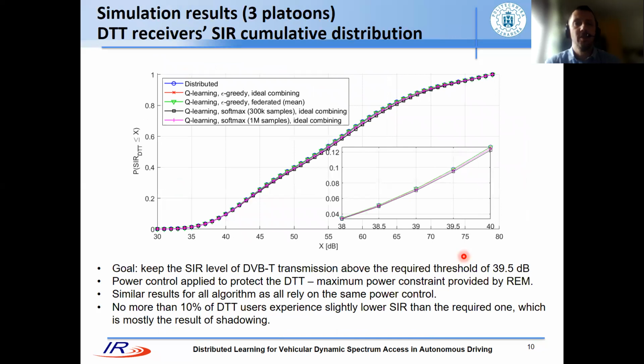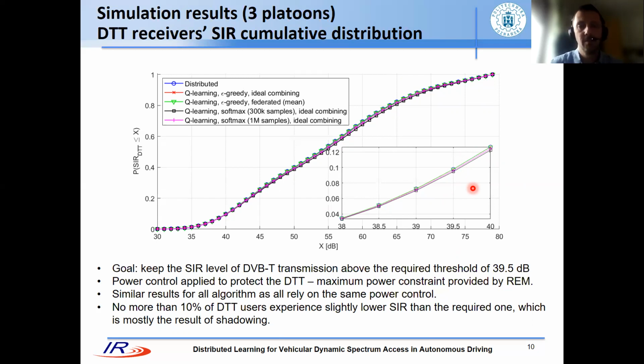The other performance measure that we have considered is the ability to protect the primary system, right? So our goal is to keep the signal to interference ratio level of DVB-T, so the DTT transmission, above the required threshold of 39.5 dB, right? So this is the value we're looking for. And for that purpose, of course, we have applied the power control in every case to protect the DTT, with the maximum power constraint provided by the radio environment maps.